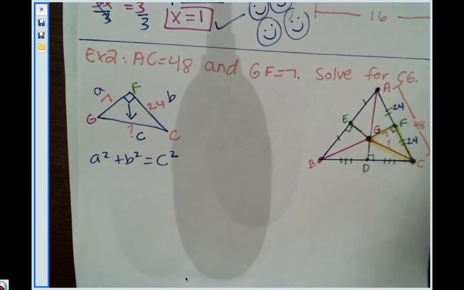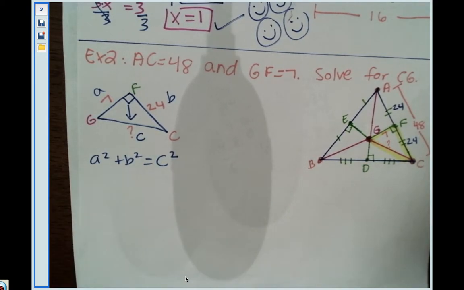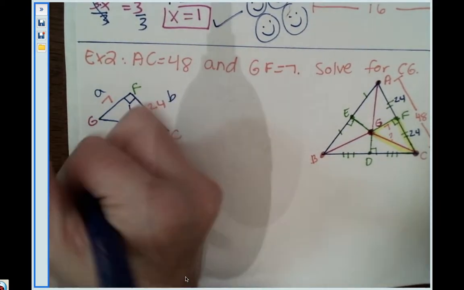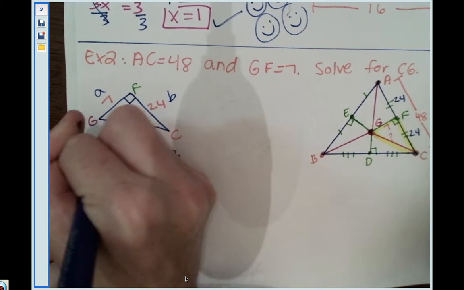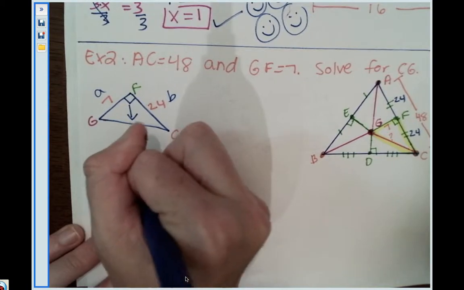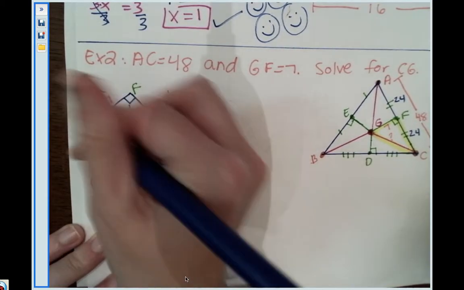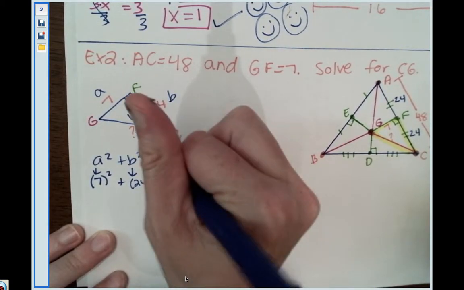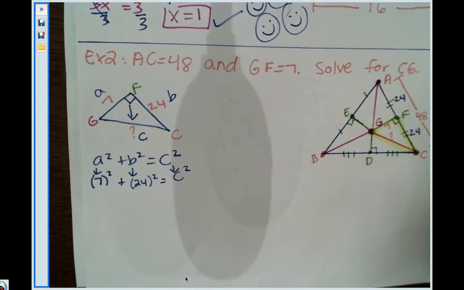Let's fill in our A squared. Our A is 7, so we have 7 squared. Plus our B is 24, so 24 squared equals C squared, which is what I'm solving. I don't know that one yet, so I'm just going to bring it down. All right, let's start filling in our values.